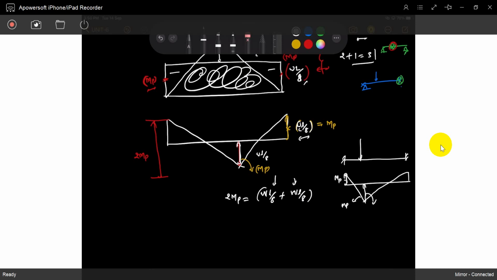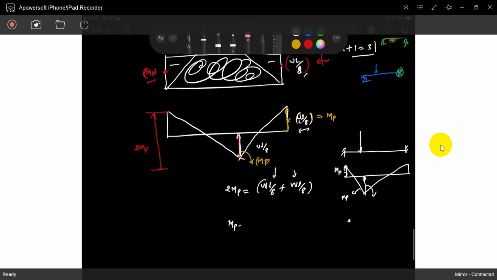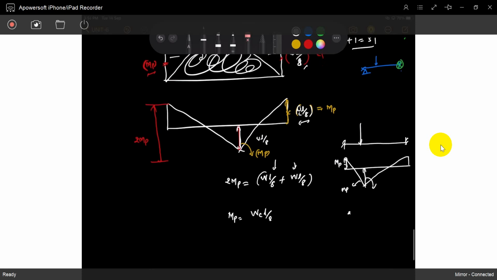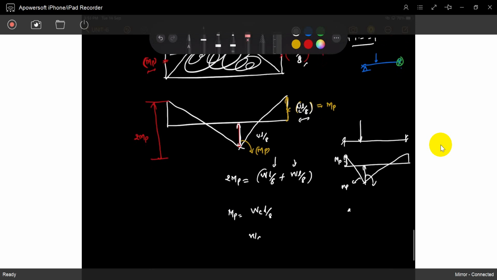Understood? So now you can find out. I will show you just now. So now you can see what MP is. It's WL by 8. Understood? So WC is less than the static intensity. WC is 8 MP by L. This is easy.